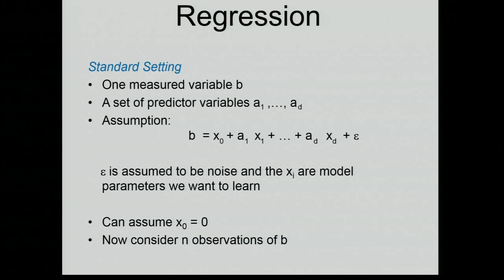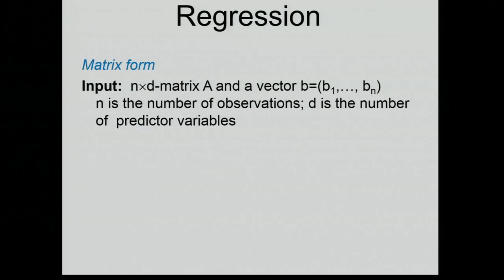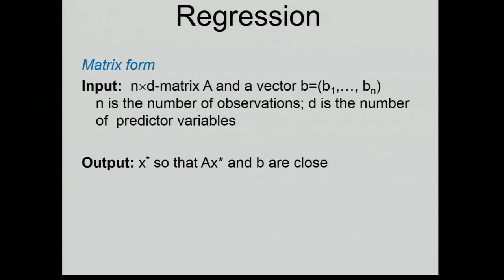And we're trying to learn these unknown coefficients, x0 through xd. By a standard transformation, we can assume this free term x0 is equal to 0. And now when we see n observations of this measured variable, we can just write this in matrix form. So we're given an n by d matrix A and a vector B. Here n is the number of observations, d the number of predictor variables. And when you write it like this, the goal is just to find a vector x in R^d so that Ax and B are close under some notion of closeness.